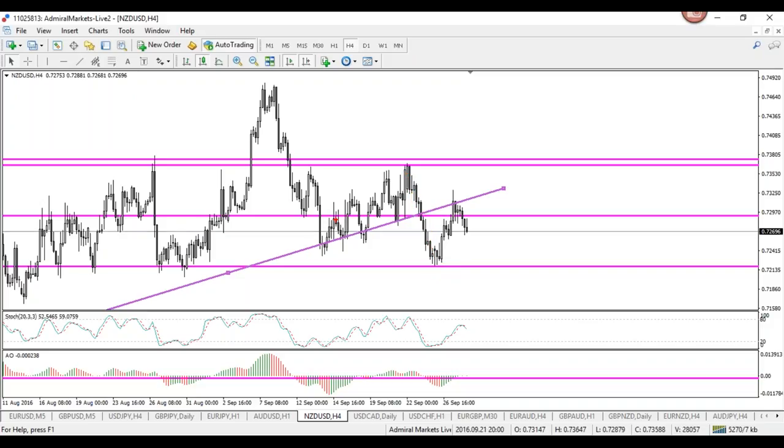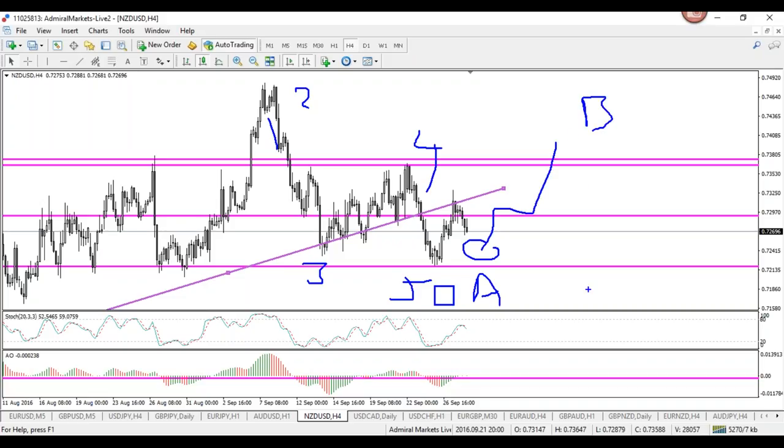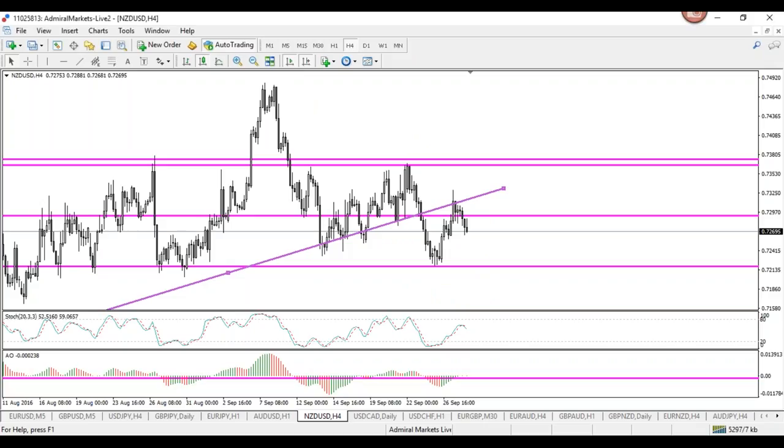Now, of course, there's always the potential for this to be a wave A right here. In that case, we had a wave 1, 2, 3. This was a 4, and this is a 5 to finish A. And in that case, we might still see a pretty hefty bounce here to finish B. So that's something that could still happen as well. So we have to see how price responds to this bottom.